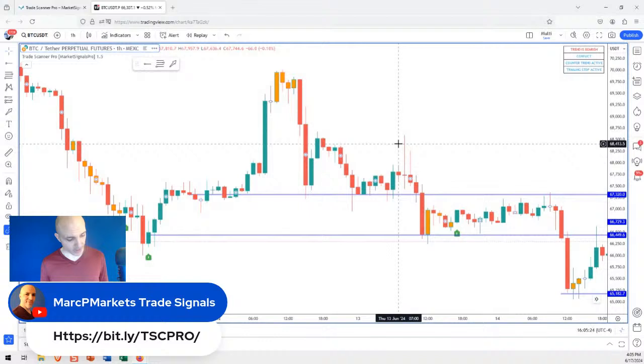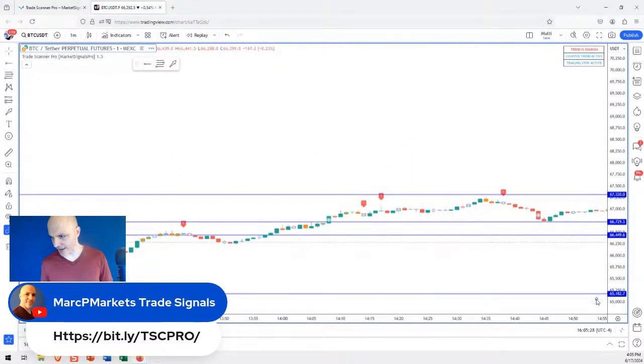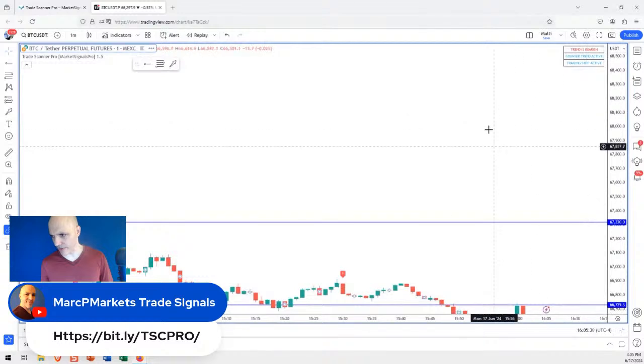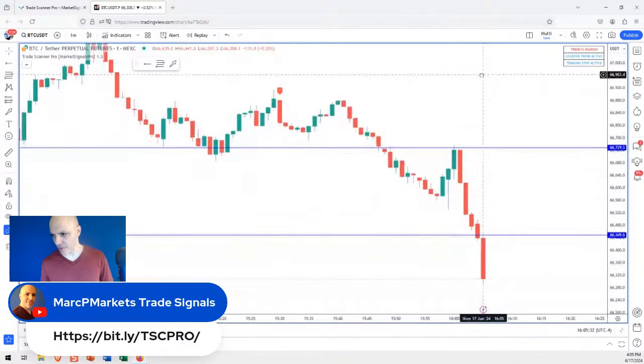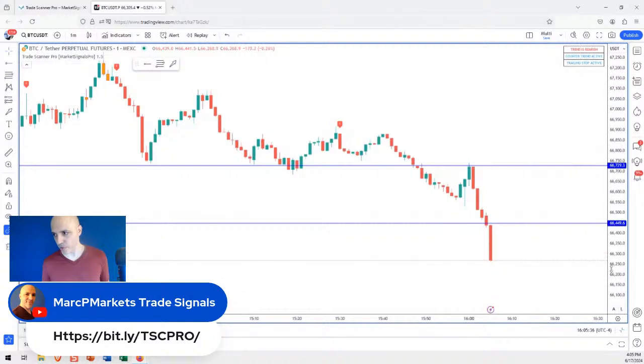Okay? Let's go back to our 1 minute, and let's see if I can continue with this example here and what we're seeing. So look, this thing is completely getting hammered, and we shouldn't be surprised.